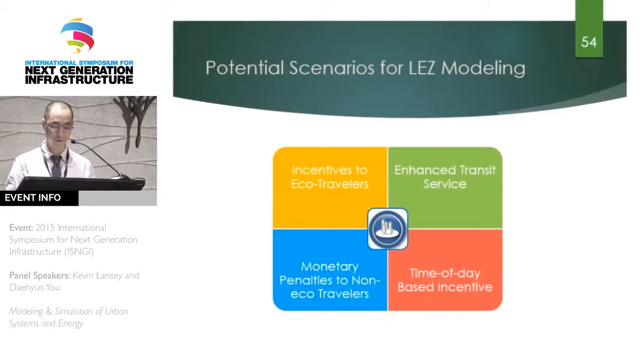There are four potential approaches for modeling low emission zones, as follows. First, incentive would be given to eco-travelers who use cleaner vehicles to low emission zones. Second is to offer all travelers enhanced transit service to low emission zones. Third is to charge monetary penalties to non-eco travelers who drive polluting vehicles to low emission zones. The last is time of day based incentive. That is, incentive would be differently given across time of day. For example, during peak hours, a higher incentive would be given to eco-travelers as they travel to low-emission zones. These four approaches can be combined to be implemented.